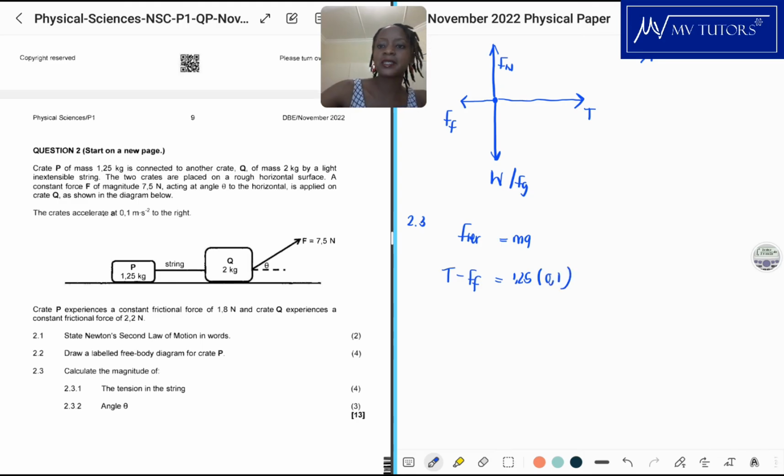Okay, 0,1 meters per second squared. We're looking for the tension, right? So I'm going to just take everything to the other side: 1,25 multiplied by 0,1 plus the friction force, which they gave to us. At least you don't have to work out much. It's been given, and it is 1,8 Newton.